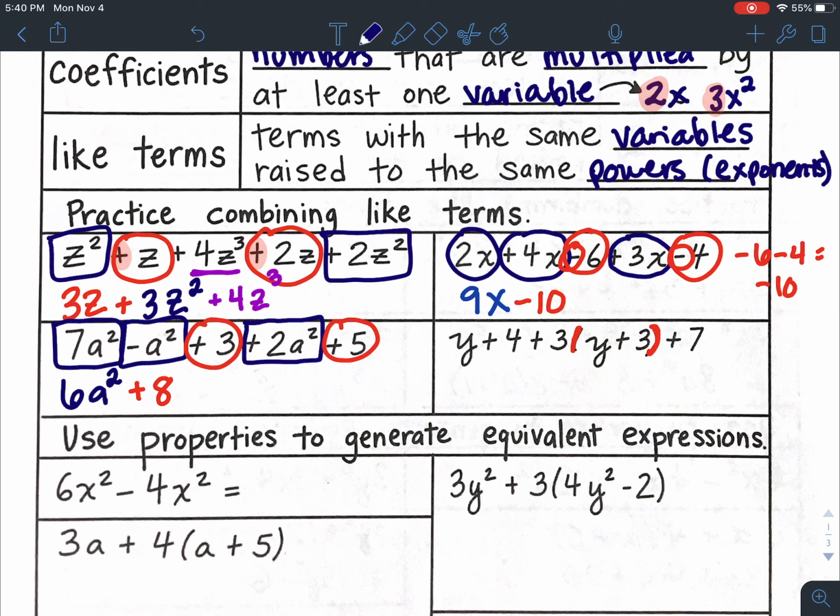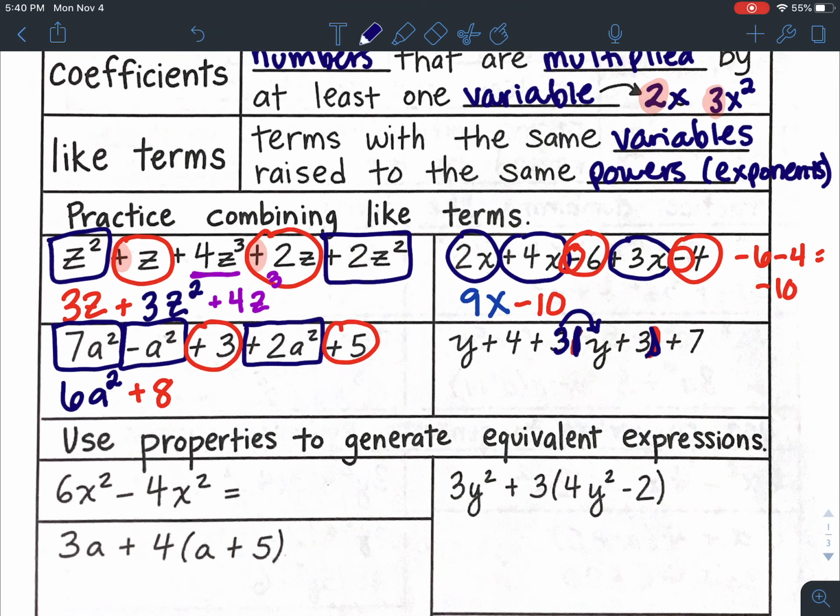So the first thing I want to do is to work with this parentheses and this multiplication piece. Again, in PEMDAS, I have parentheses, exponents, then multiplication and division, and then adding and subtracting. So we're going to tackle the multiplication first. Again, anytime I have this number touching this parentheses, I am going to multiply. This is called the distributive property. I'm going to distribute the 3 to both of those terms in there.